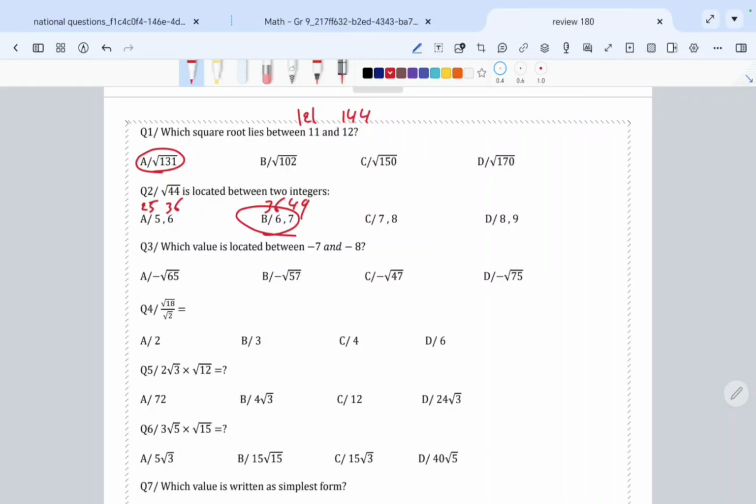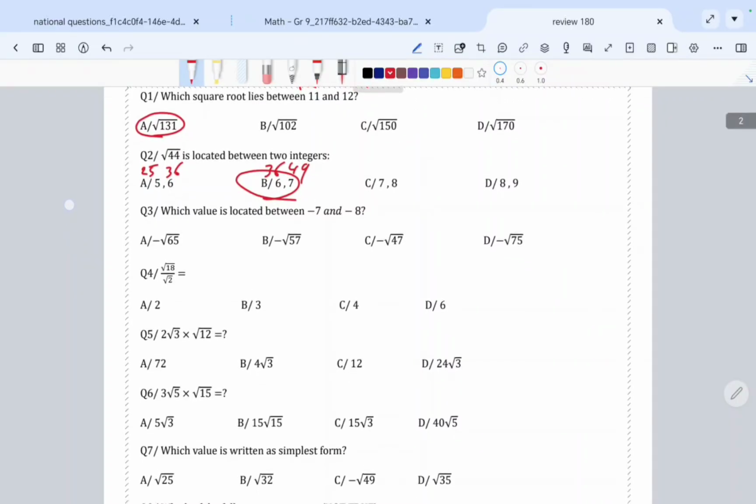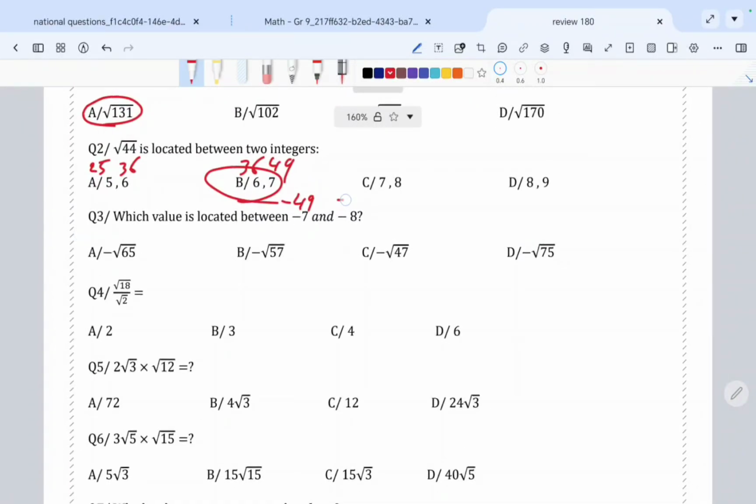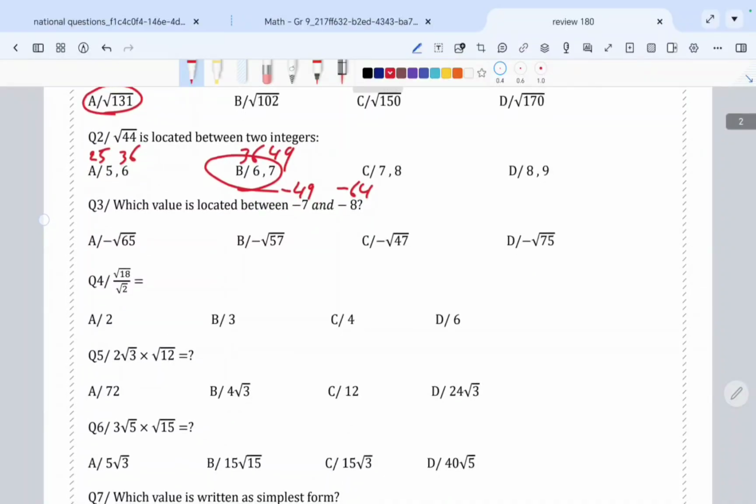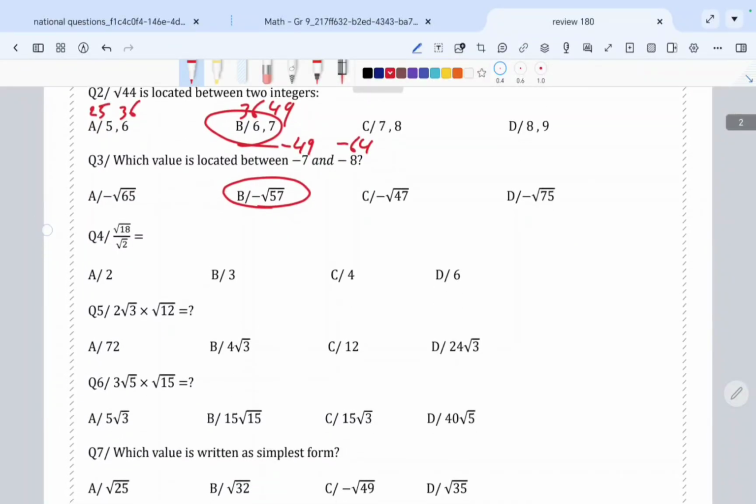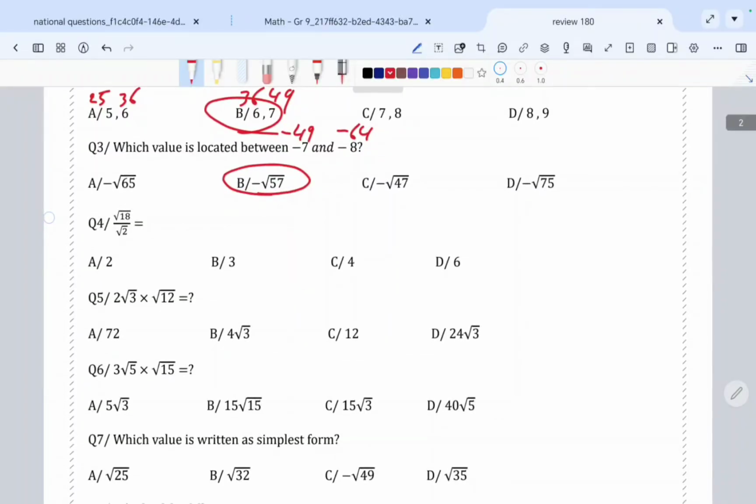Question 3. Which value is located between negative 7 and negative 8? Negative 7 is the square root of 49, negative. And this one is negative 64. Which one is located between them? Of course, negative 57.